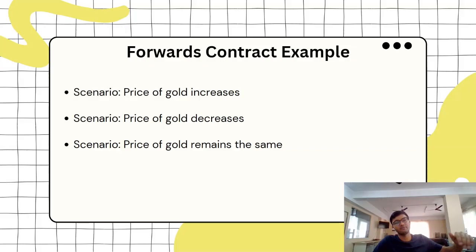So if 70,000 goes to 75,000, my contract goes to 7,500 rupees, I make 500 rupees. If 70,000 goes to 65,000, my contract price went from 7,000 to 6,500, and I make a loss. In the second scenario, if my direction goes wrong, I make a loss. In the scenario where the price of gold remains the same, I don't incur any profits or losses. My price of futures remains the same, and I don't incur any type of charges. So this is about forwards.